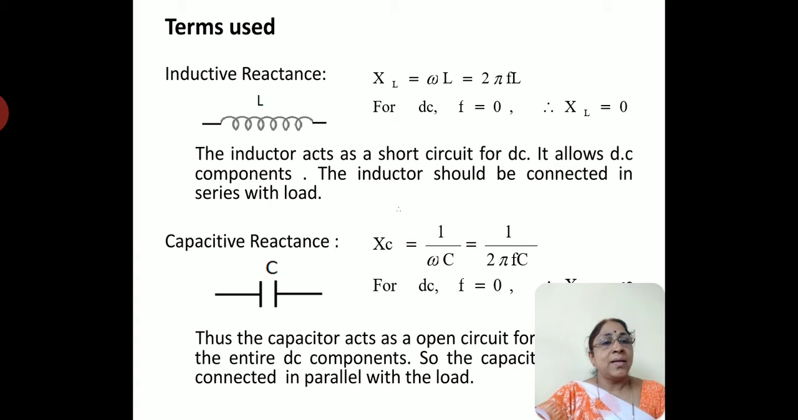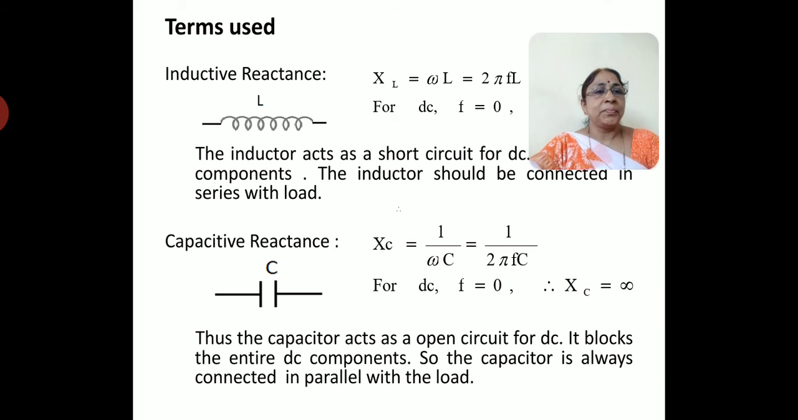Then the capacitive reactance. In the filter section, we are using capacitors whose reactance XC is equal to 1 by omega C, that is equal to 1 divided by 2 pi FC. For DC, that is frequency equal to 0, therefore the reactance is infinite. The capacitive reactance becomes infinite.